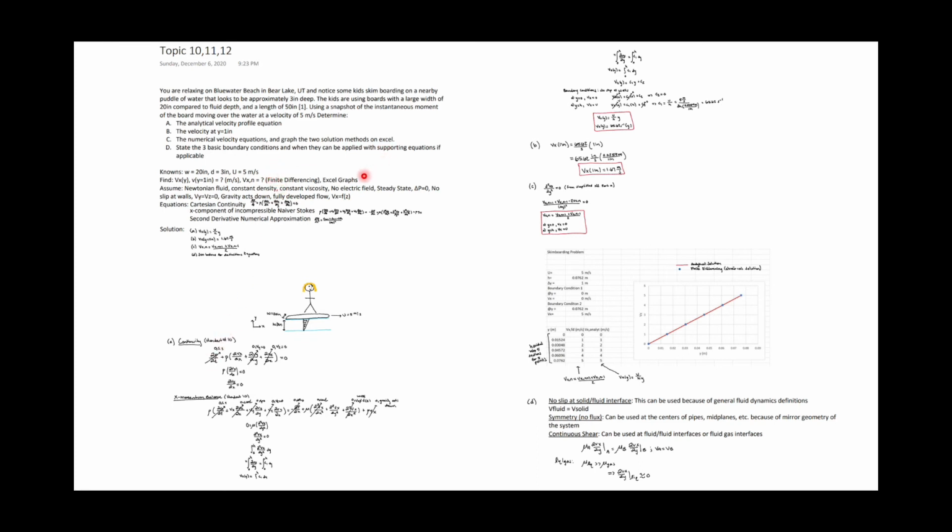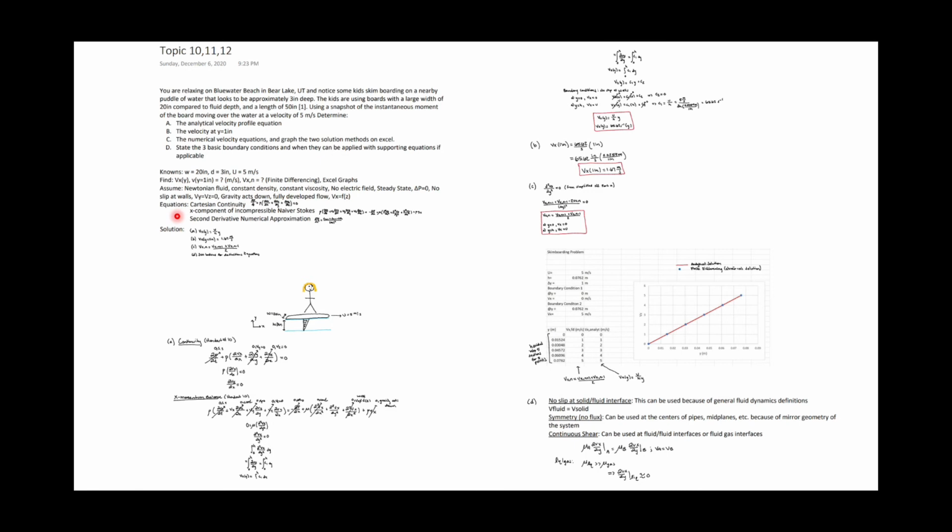We are finding and we are assuming Newtonian fluid, constant density, constant viscosity, no electric field, steady state, delta P is equal to 0, no slip at walls, Vy equals Vz, which is equal to 0, gravity acting downward, fully developed flow, and Vx is not a function of z.